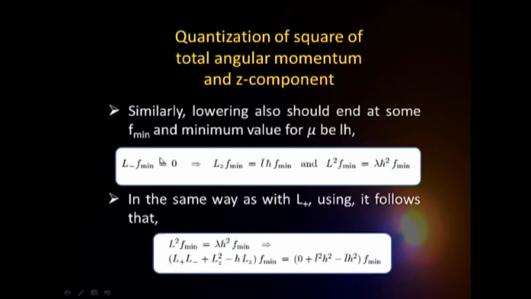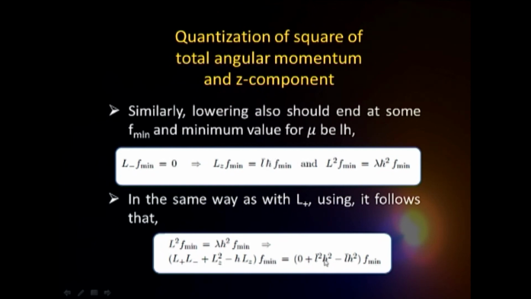Similarly, if we work with a lowering operator, and we keep on operating the lowering operator, the eigenvalue keeps on decreasing, but we have to have a lower limit. Let us call that lower limit function f min, so that the moment the lowering operator is operated on that, it should become 0, otherwise there will be a value lower than that, which is not acceptable. So f min is the minimum possible value.